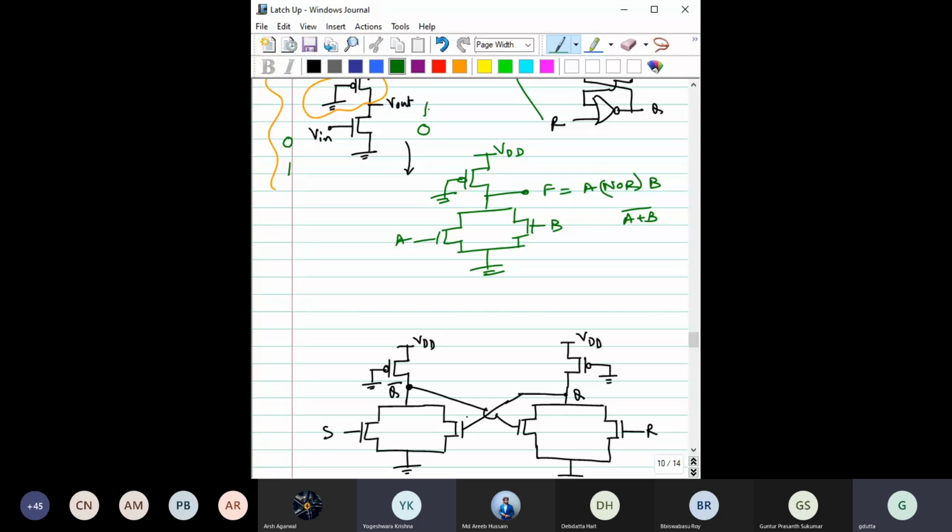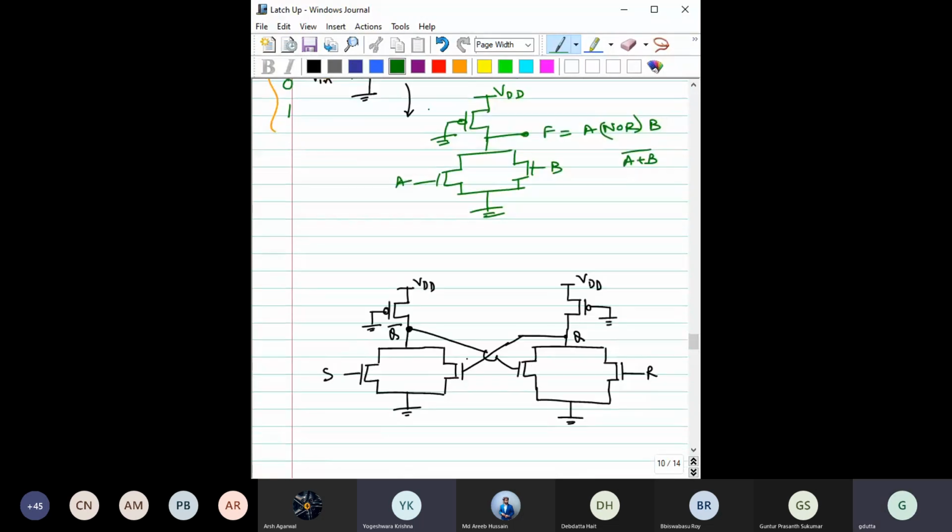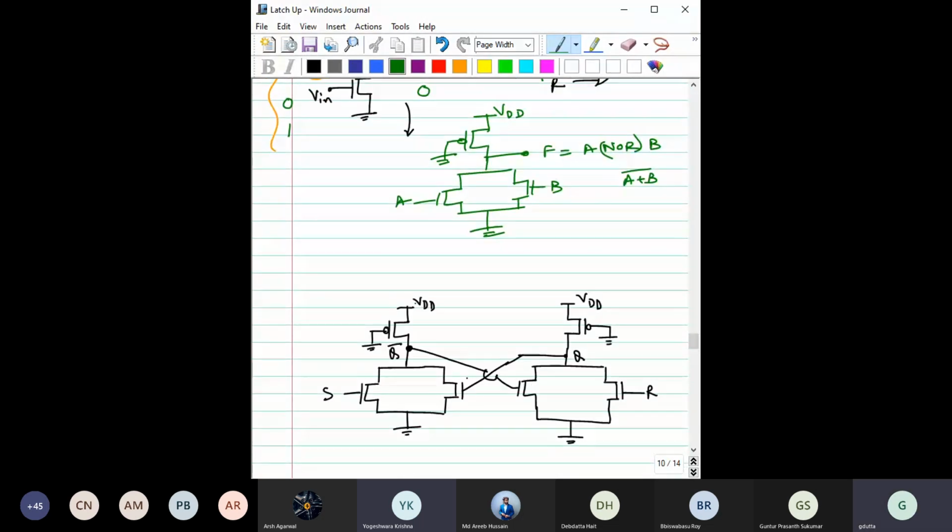This is the latch representation. If you are getting any difficulty, then probably I will do it like this. A, B. Now please check with this. Is it valid? This is one NOR gate. This is another NOR gate.